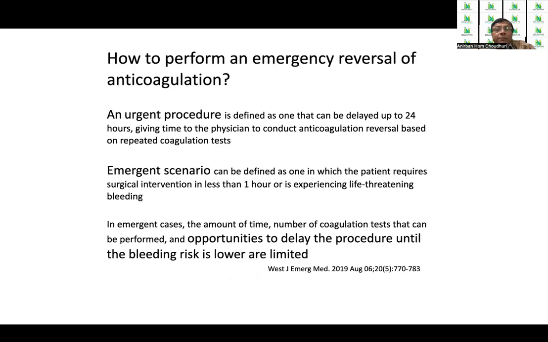Now, how to perform an emergency reversal of anticoagulation? An urgent procedure is defined as one that can be delayed up to 24 hours, giving time to the physician to conduct anticoagulant reversal based on repeated coagulation tests. An emergent scenario is one in which the patient requires surgical intervention in less than 1 hour or is experiencing a life-threatening bleed. So in emergent cases, the number of coagulation tests that can be performed and the opportunities to delay the procedure until the bleeding risk is lowered are absolutely limited.